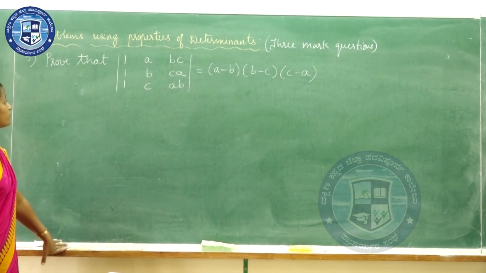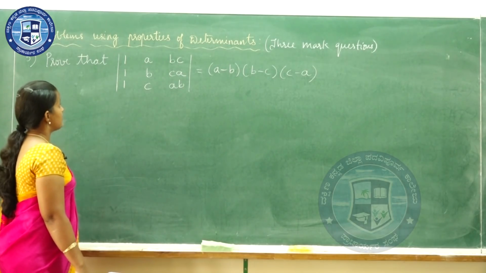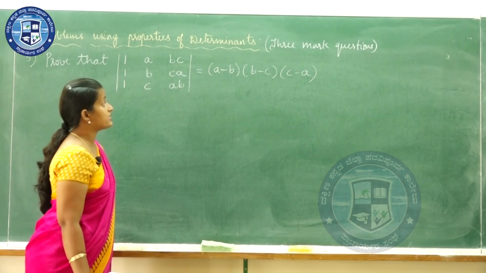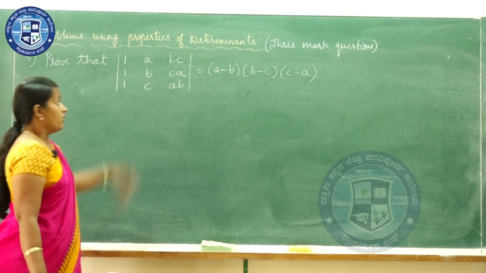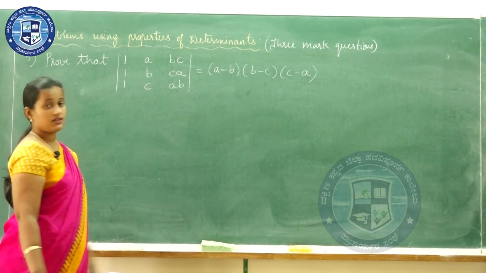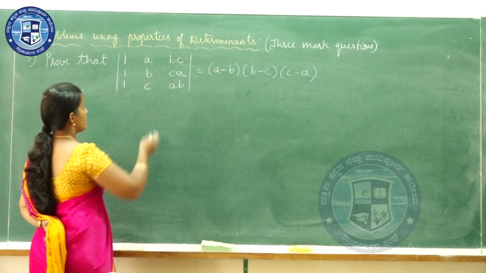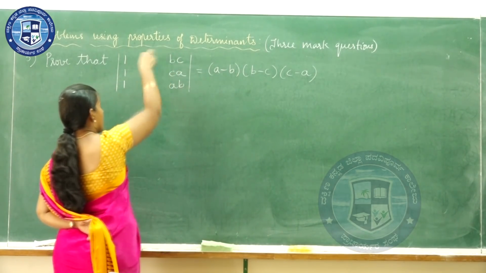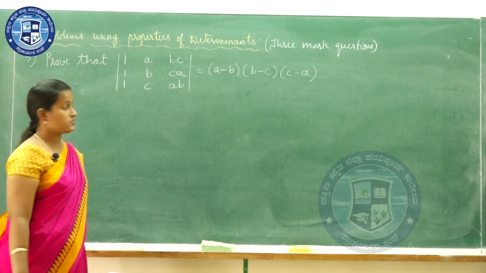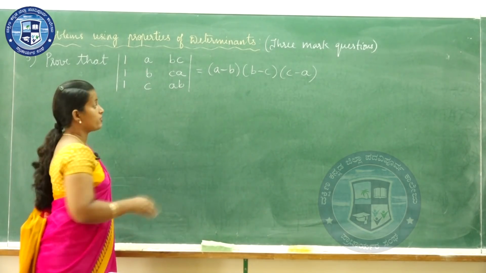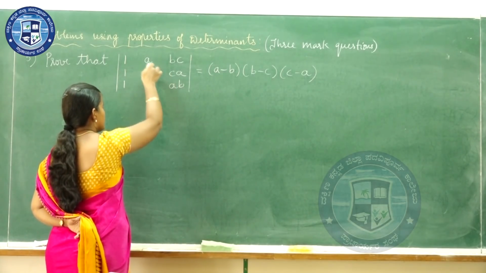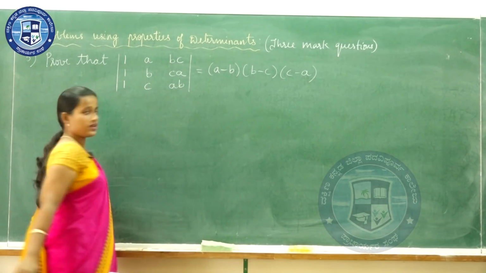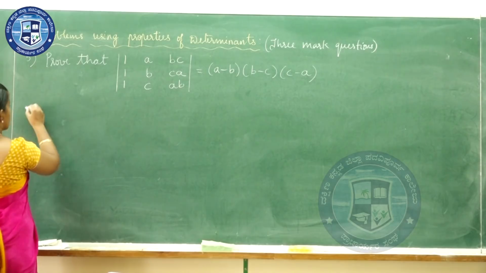Fifth problem, prove that determinant 1 a bc, 1 b ca, 1 c ab equals a minus b into b minus c into c minus a. Observe again the RHS and the column operations or the row operations. A minus b, a is here, b is here. So you need to do R1 minus R2 in order to obtain a minus b. Column is not possible now. If you want b minus c, you should do R2 minus R3. So we will go for row operations now.